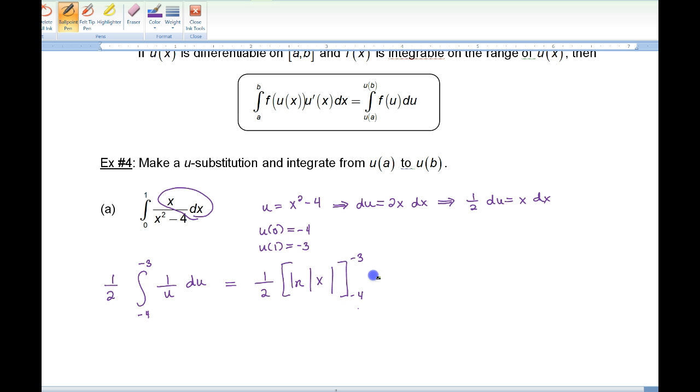Good thing we have absolute value, otherwise it wouldn't work. What about plus C? We don't need plus C anymore because we have the bounds. So we have 1/2, it's going to be ln of 3 minus ln of 4. See, we didn't have to go back and plug x back in because we changed the bounds. So since the bounds now reflect our variable u, we can just plug them in as is.